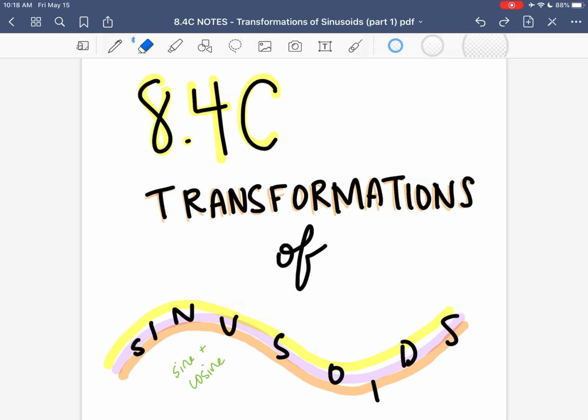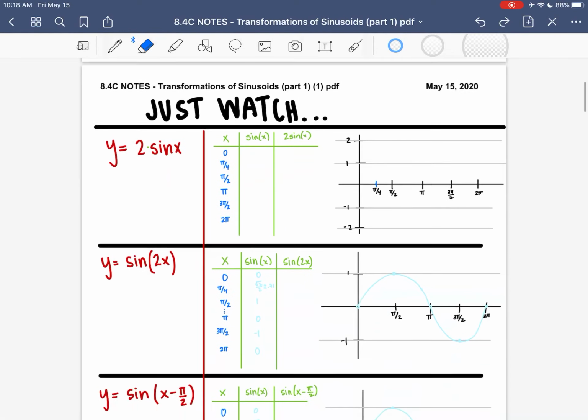In 8.4b, we learned about the parent graphs, as in what happens when they're not messed with at all. But now we're going to look at what happens when we do transformations of what we call sinusoids. Sine and cosine functions are considered sinusoids. That's what we call them.